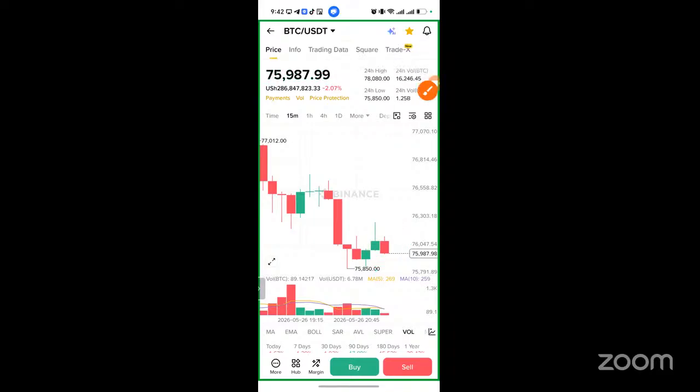So now you see, there is some small tail trying to form below. The buyers are trying to buy, but the selling pressure is too high. The selling pressure is too high.